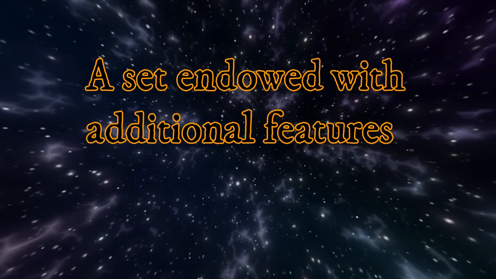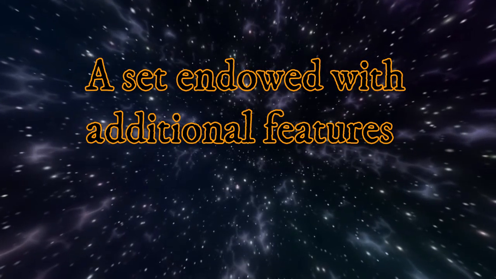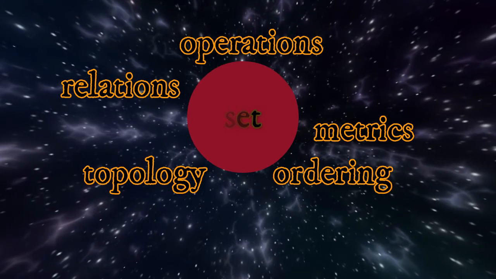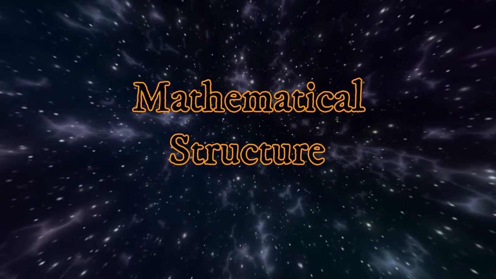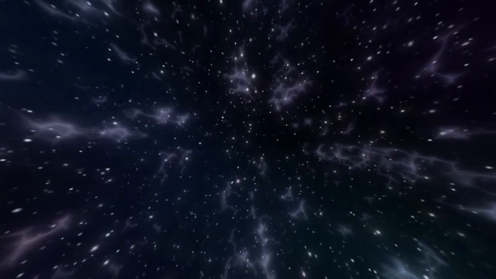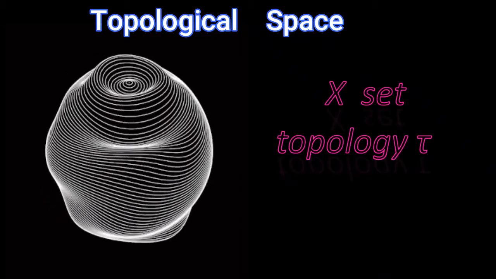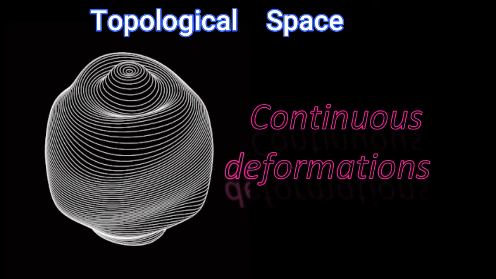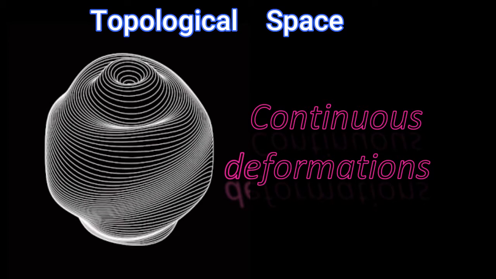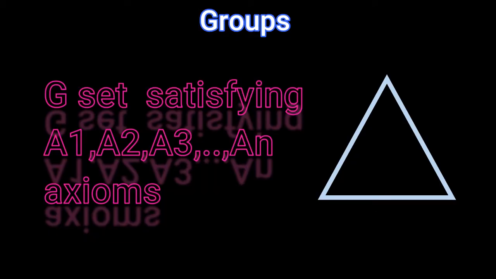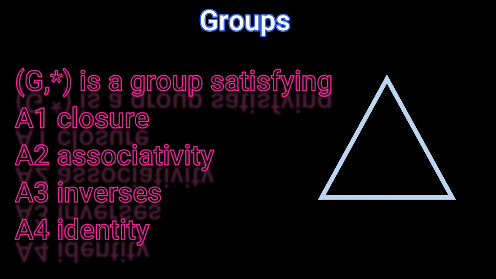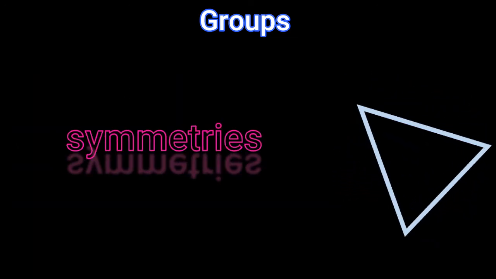Let us start with a set with some extra features, like these features. And these restrictions on a set define a mathematical structure. If our set has some sort of topology, then it is known as a topological structure with information of continuous deformations. Whereas if our set has some finite collection of operations, then it is an algebraic structure, and a group is a very famous example of it, dealing with the symmetries.